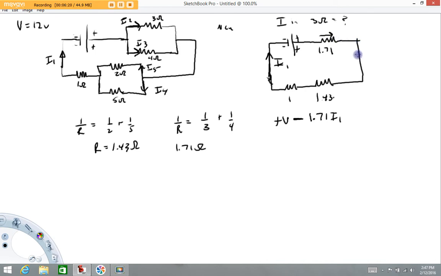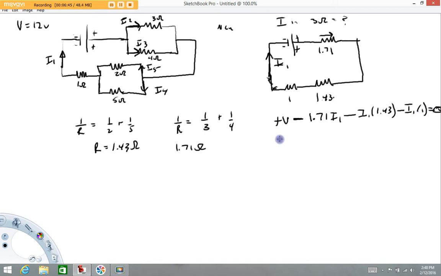So we keep walking along the circuit. When we get to here, we're going across another change in potential. It's going to be another drop in potential by an amount I1 times 1.43 ohms. When we go across here, we're going to drop in potential again by an amount I1 times 1, and we're back to where we started. So these have to add to 0.